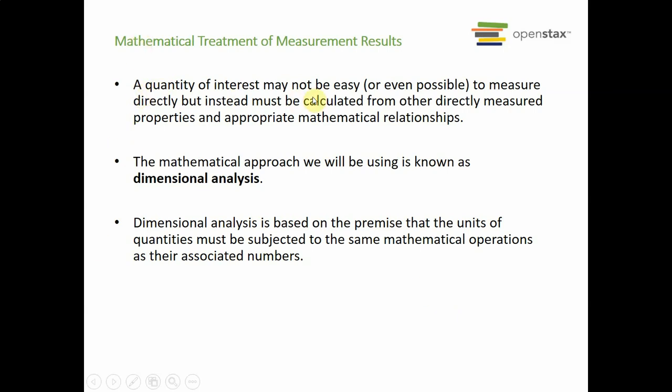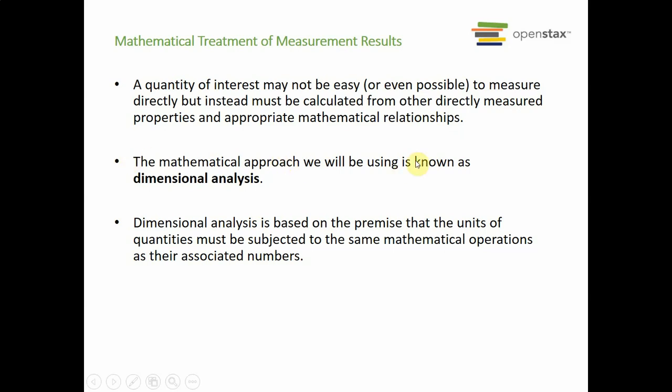A quantity of interest may not be easy or even possible to measure directly, but instead must be calculated from other indirectly measured properties and appropriate mathematical relationships. So in this case, they're talking about something like density. The way you measure density is you measure mass and you measure volume and you divide the two. And then you have grams per volume.